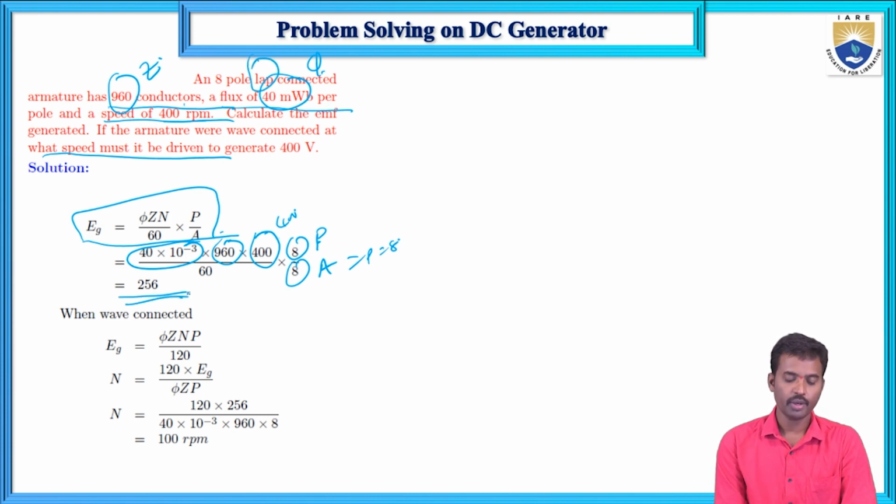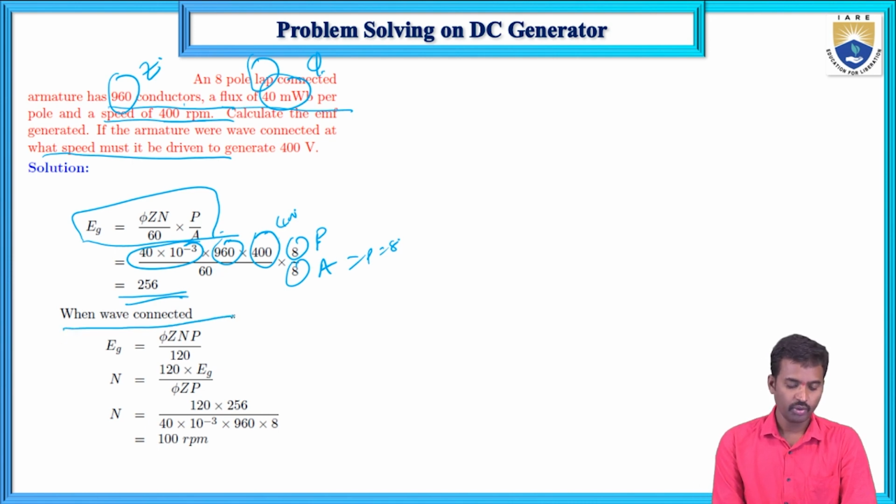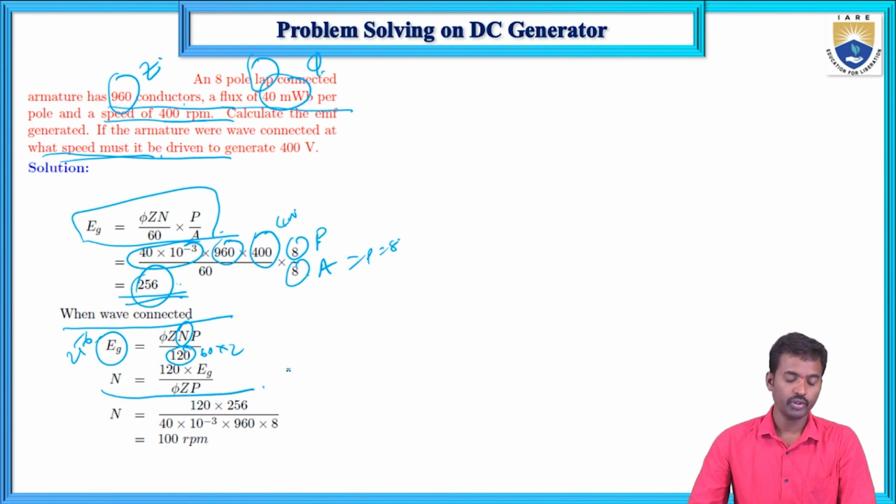So now if you substitute, you get 250 volts. Now it is wave connected, so calculate the speed. Same here, 250 volts, and calculate the speed when it is wave connected, meaning 60 into 2, not 8 here. So now N equals 120 into EG divided by φZP. If you substitute in this, you will get the speed equals 100 RPM.